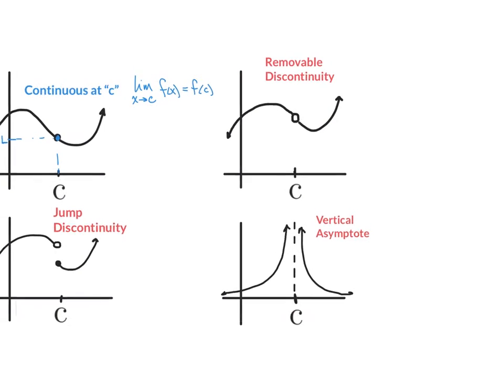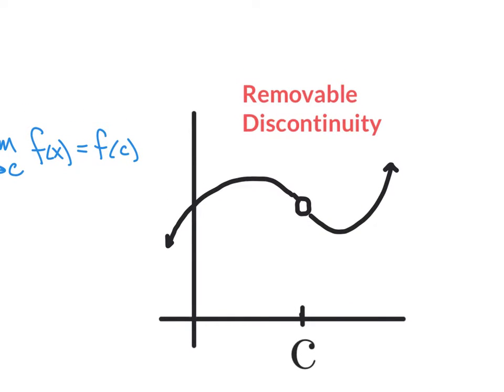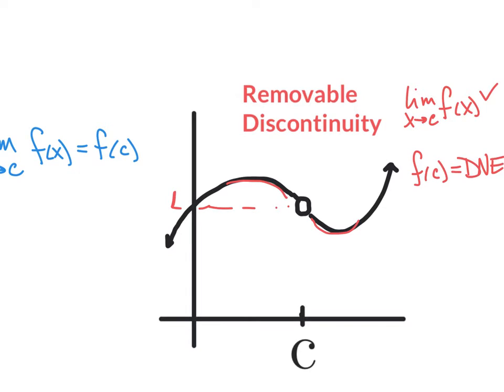Now, when we go to our removable discontinuity, we have 2 things that we have to check out. We have to look at the limit as x approaches c of f of x. And in this case, that limit does exist. It's right over here. That's where the limit is. Because whether we approach that from the left or from the right, we have that same expectation that we're going to get this value. So that part checks out. However, when we look at the functional value at c, there's a hole there. The functional value does not exist. And because that functional value doesn't exist, that's what's going to make this discontinuous.